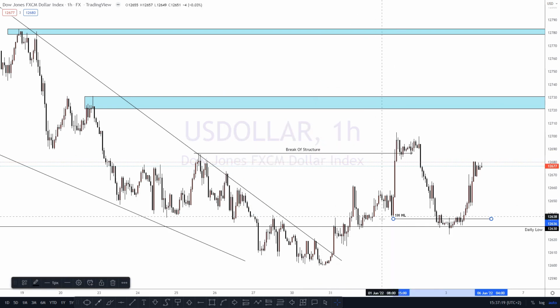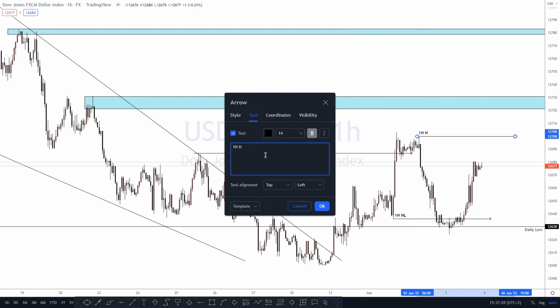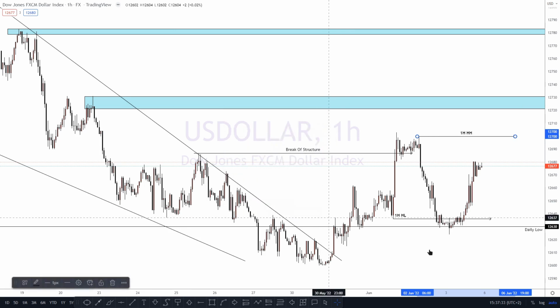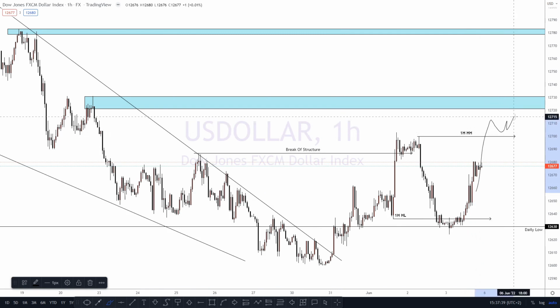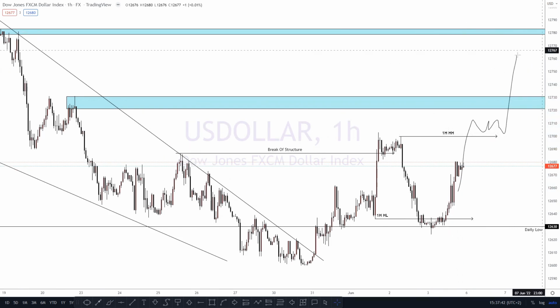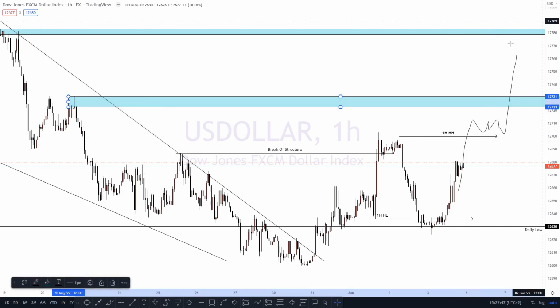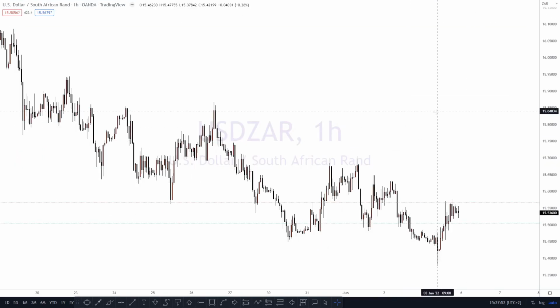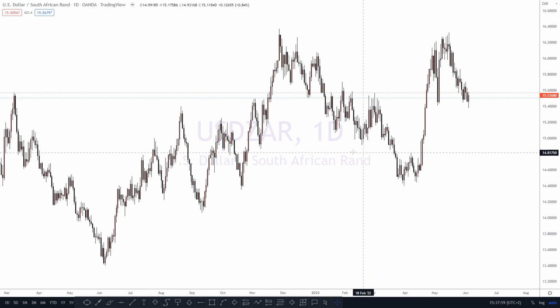Now we also have that as a 1H higher high just up here, which is the range that we're currently in. So from here, it's just a waiting game, not really much that can be done. We just have to wait and see what could possibly happen. What I'm anticipating is price to push a bit of a correction structure, break to the upside, and then we would see that structure has been broken, and we could continue seeing price pushing to the upside.